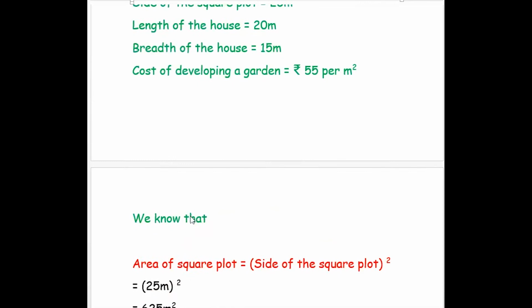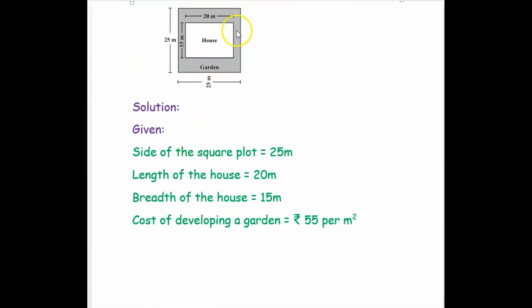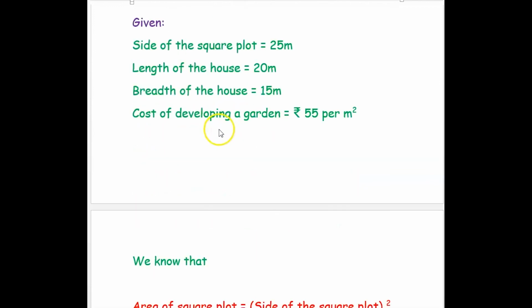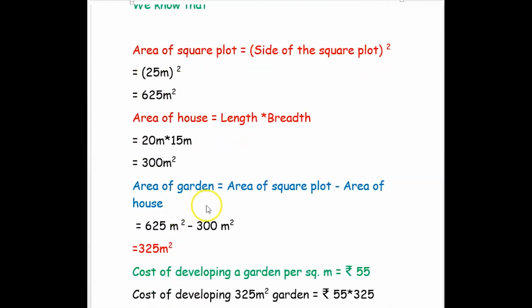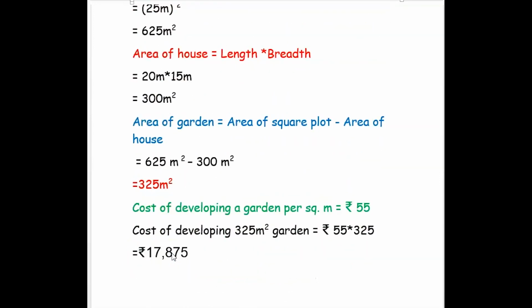Now we want to find the area of the garden, that is the area in this shaded part. So that is the area of the square plot minus the area of the house. So 625 meter square minus 300 meter square. So you will get 325 meter square. So the area of the garden is 325 meter square.